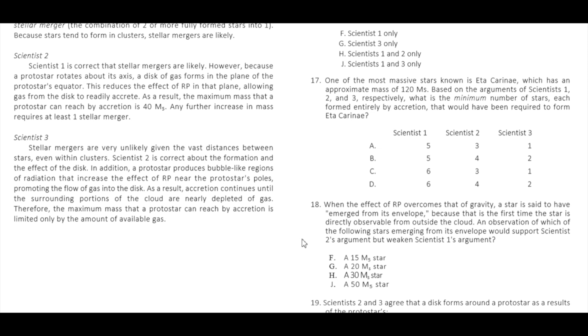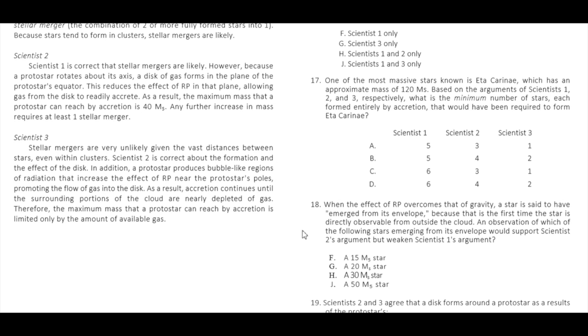Next up is question 18, which says, when the effect of RP overcomes that of gravity, a star is said to have emerged from its envelope, because that is the first time the star is directly observable from outside the cloud. An observation of which of the following stars emerging from its envelope would support Scientist 2's argument, but weaken Scientist 1's argument? Okay, so let's unpack what this question is asking. We introduced a new phrase here, emerged from its envelope. What does that mean in this case?